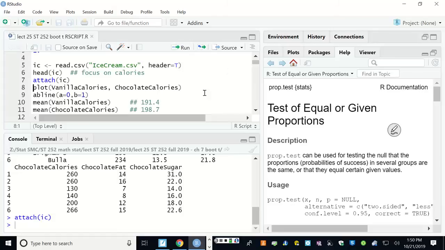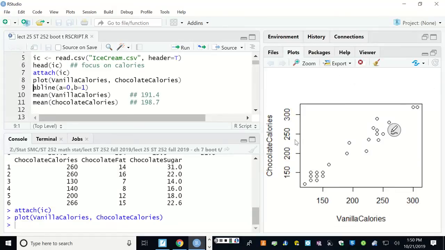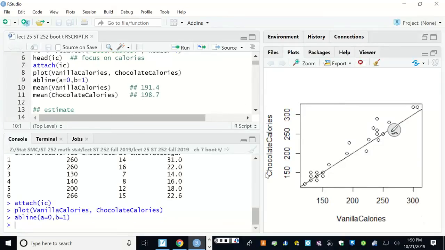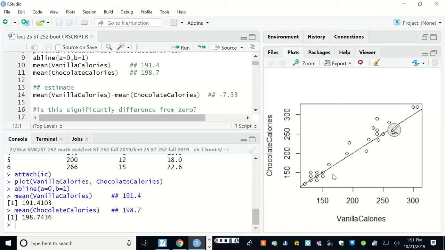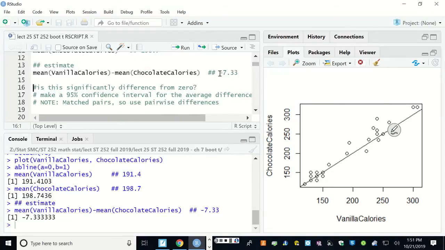And here's a plot of calories of vanilla versus chocolate. And this is a slope 1 line, where they're equal. So for some brands, chocolate is more, sometimes chocolate is less. Doing it this way, vanilla is more, vanilla is less. But it's not too different in there. The average of vanilla is 191. The average of chocolate is 198, almost 199. So chocolate's a little more.